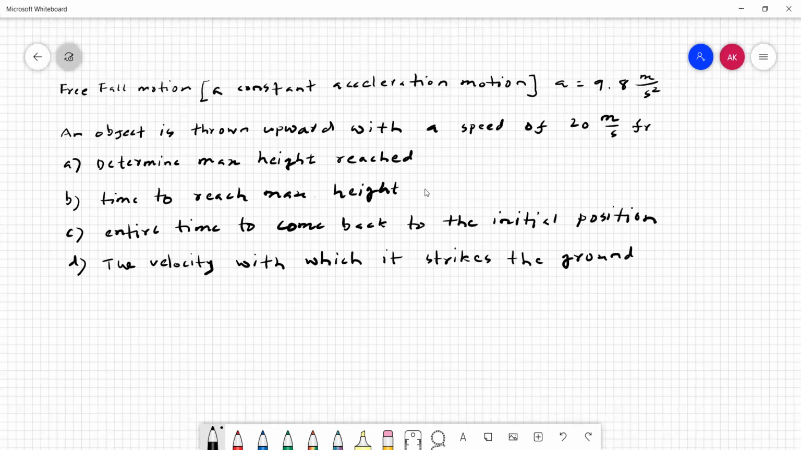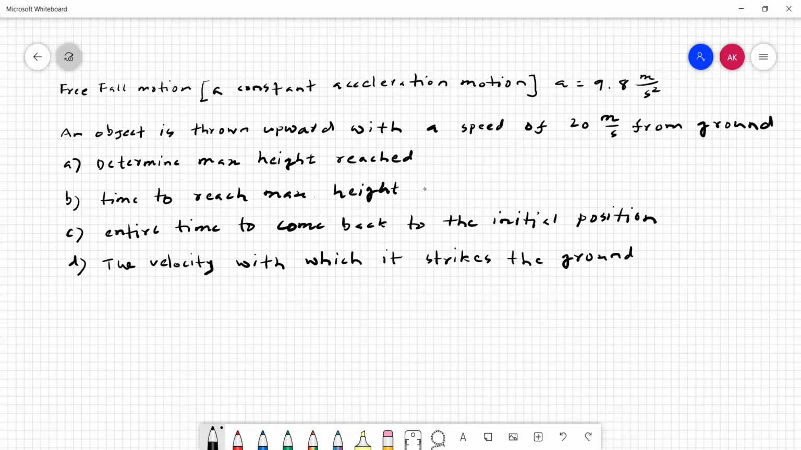Okay, so we have a problem: an object is thrown upward with a speed of 20 meters per second from the ground. Determine the maximum height reached by the object, the time to reach maximum height, the entire time to come back to the initial position, meaning to come back to the ground, and the velocity with which it strikes the ground when it comes back.